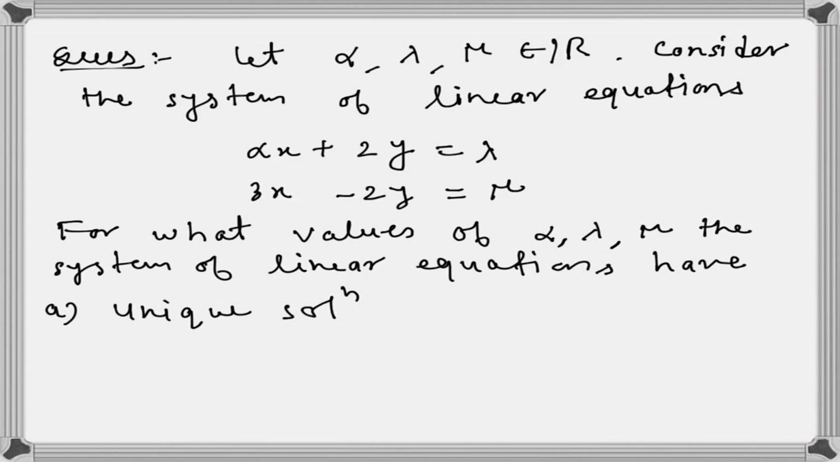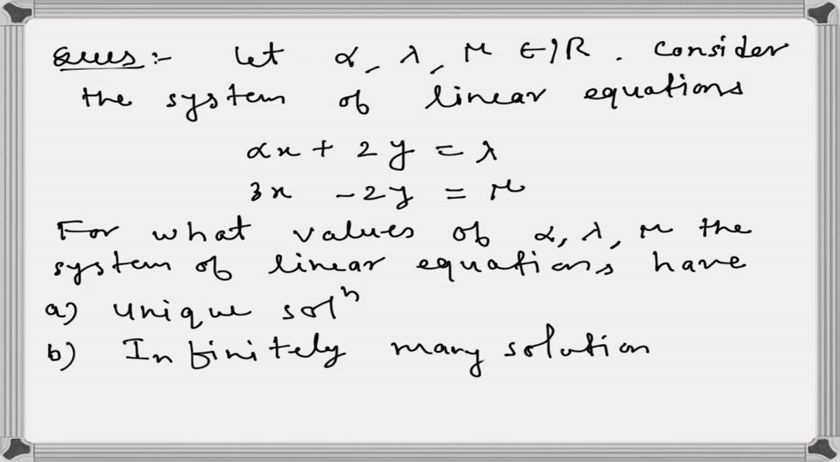Unique solution, infinitely many solutions, and the last part is no solution. So we need to derive a condition on alpha, lambda, mu, for which we can say when it will have a unique solution, when it will have infinitely many solutions, and when it has no solution. Okay, so let's solve this problem.